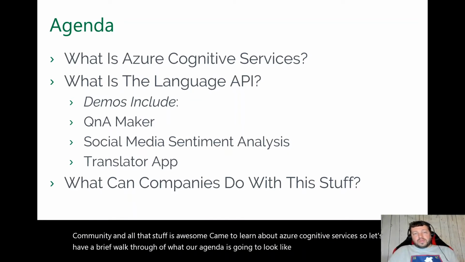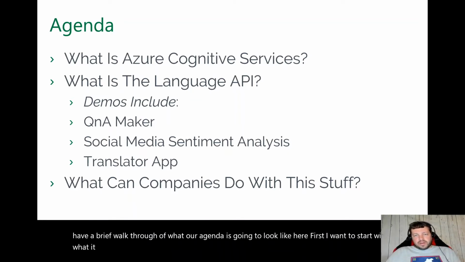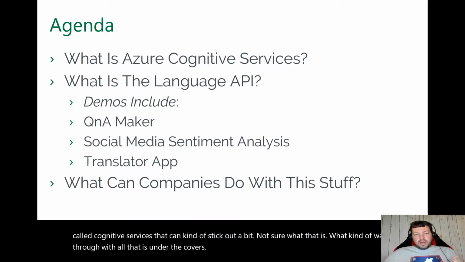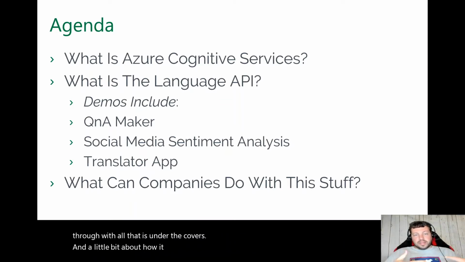First, I want to start with what it is. Microsoft markets this under the label of AI. And so when you hear it called Cognitive Services, that can stick out a bit. Not sure what that is. So we'll walk through what all of that is under the covers and a little bit about how it works. We're going to talk about what the language API is.